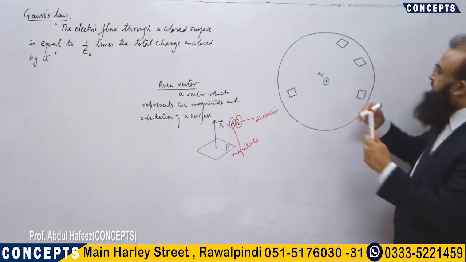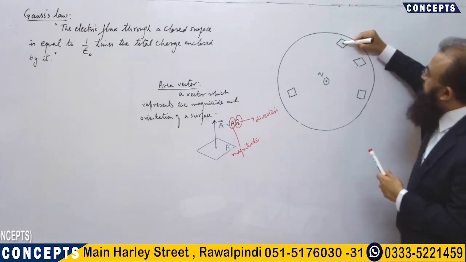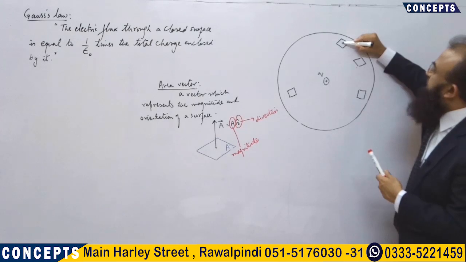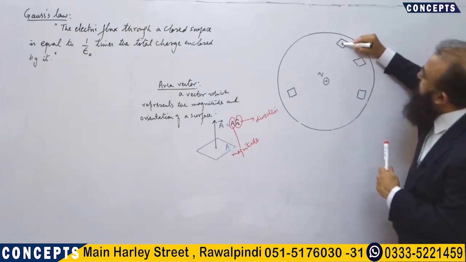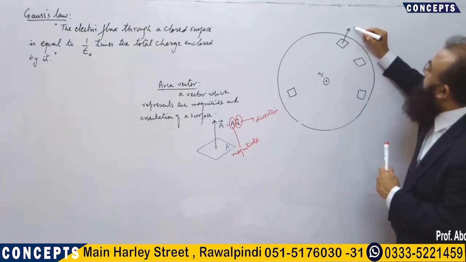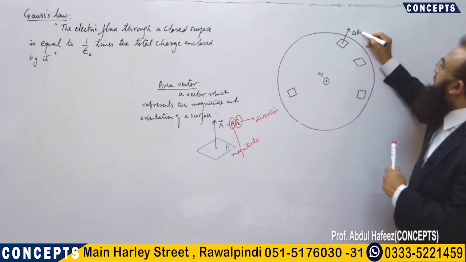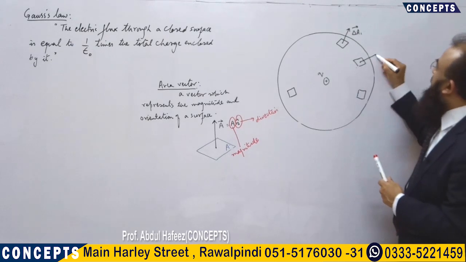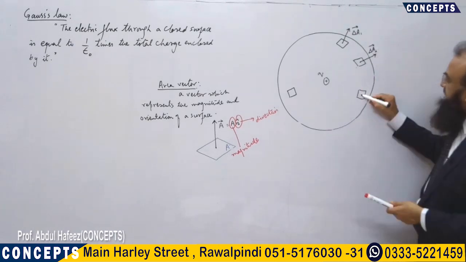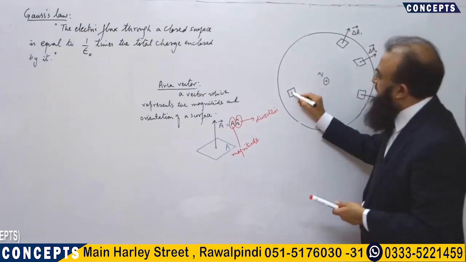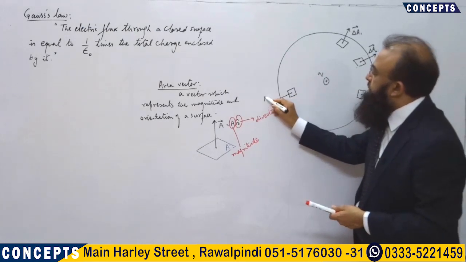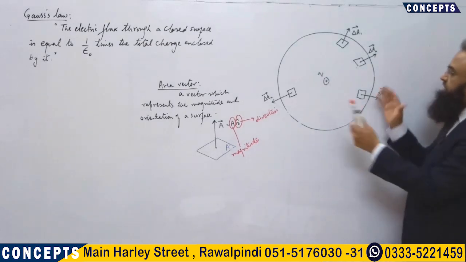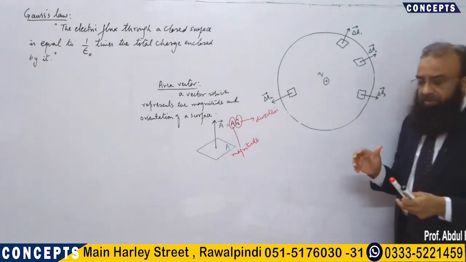Now we represent these patches with area vectors. Let's suppose this patch is flat and its area vector is in this direction. Let me represent this area vector by delta A1. As we have divided this into n patches, we have n area vectors to represent these patches, their orientation.